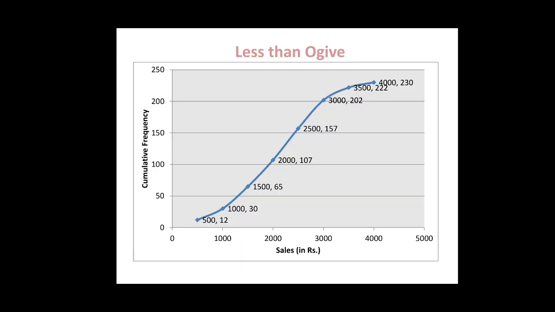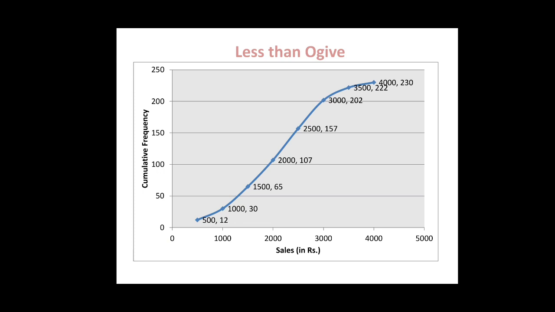Now draw and mark the horizontal and vertical axis, that is x and y axis. After that, take the upper class limits on the horizontal axis, that is on the x-axis, and take the cumulative frequencies we obtained in our previous step along the vertical axis, that is along the y-axis. Now against each upper class limit, plot the corresponding cumulative frequencies.